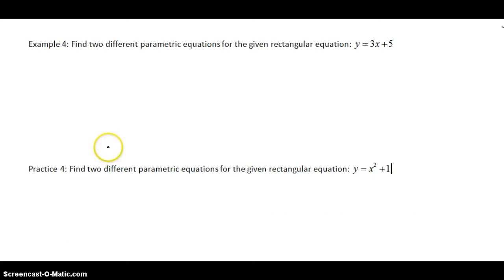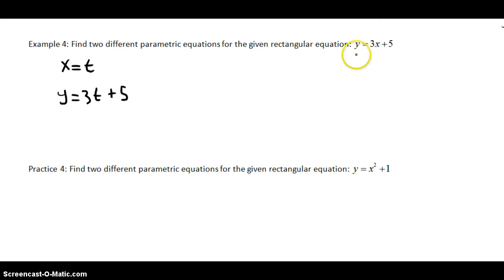Okay, in this last type of problem, we're given a rectangular equation, y equals 3x plus 5. We need to create a parametric equation for it. So what we can do is pick x to equal t. We just say x is going to equal t, and let's find out what y equals if that's the case. So we're going to plug in t for x, and we get the equation y equals 3 times t plus 5, and there it is. There's our x equation and y equation.